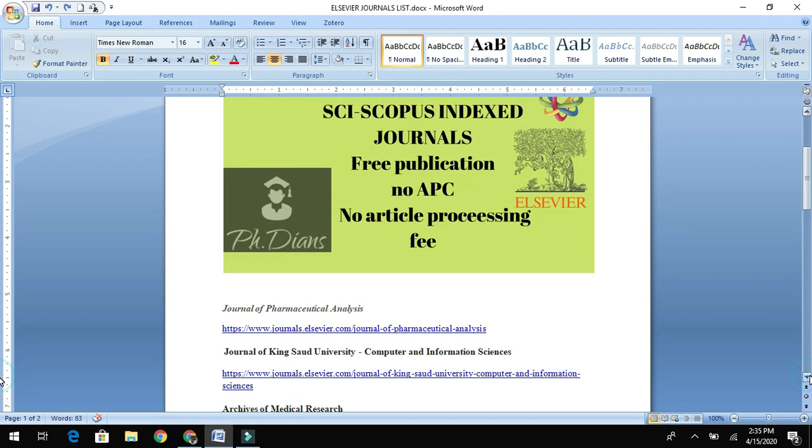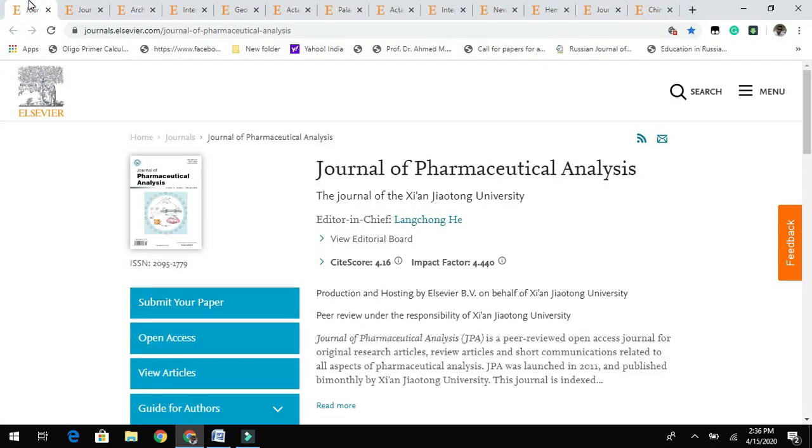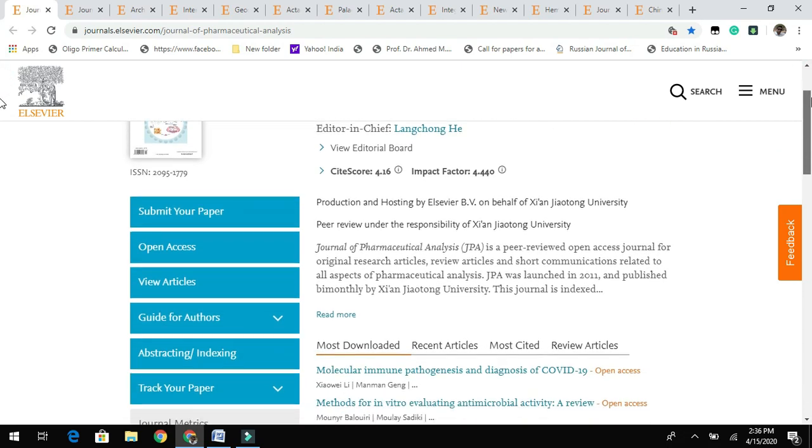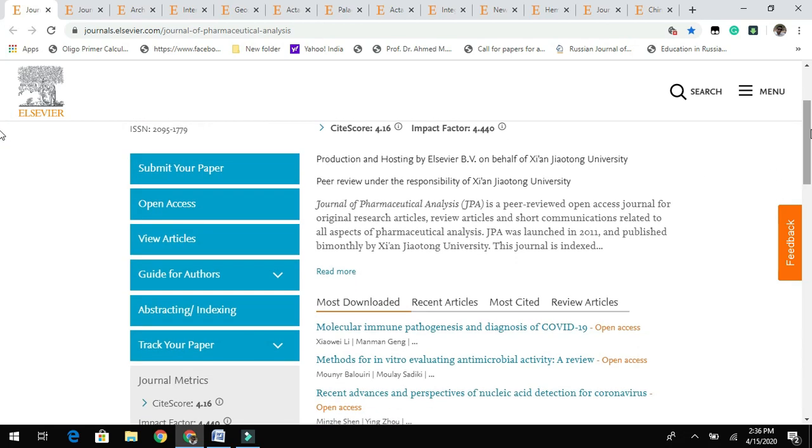So the first journal on the list is Journal of Pharmaceutical Analysis. So let us see the Journal of Pharmaceutical Analysis, which is an open access journal. It accepts original research articles, review articles, and short communications related to pharmaceutical analysis. So let me check whether this journal is having any article processing fees.